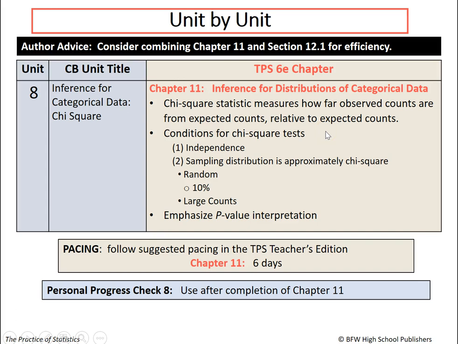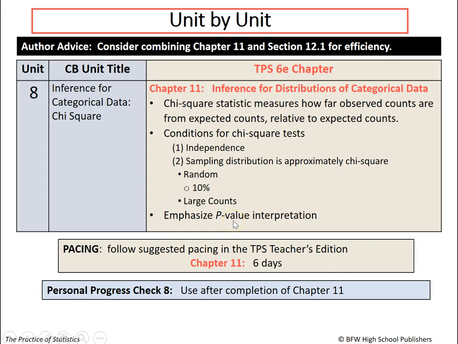The conditions for chi-square tests, the purposes look similar. Independence of observations for sure, maybe also independence of samples, and that the sampling distribution is approximately chi-square, not normal, chi-square. And our three checks are the same: the random condition, random sampling or random assignment, 10% when sampling, and then the large counts here is that all the expected counts are at least 5. Students often like to think it's the observed counts.